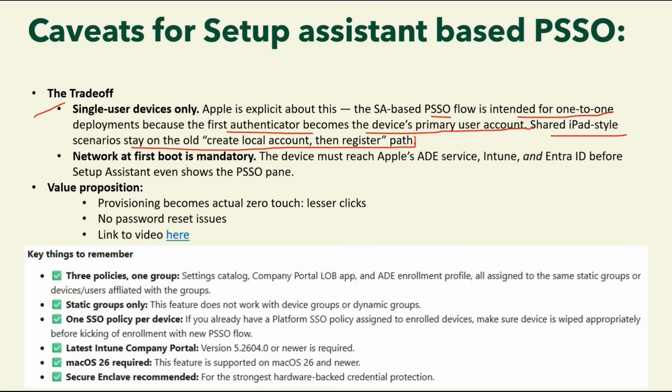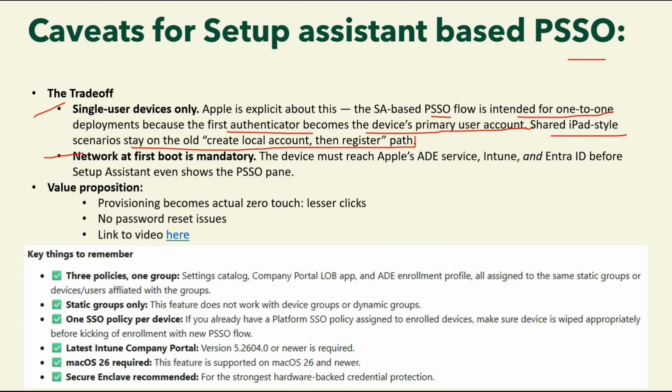Now network at first boot is mandatory. When you're doing an ADE based enrollment, obviously the device needs to be connected to the internet. Only then ADE enrollment will happen. Just like when you do Autopilot for Windows, the device needs to have internet connectivity. Similarly over here as well, when you're doing PSSO in setup assistant, it's part of the ADE enrollment flow, therefore it goes without saying that the device needs to have internet connectivity.